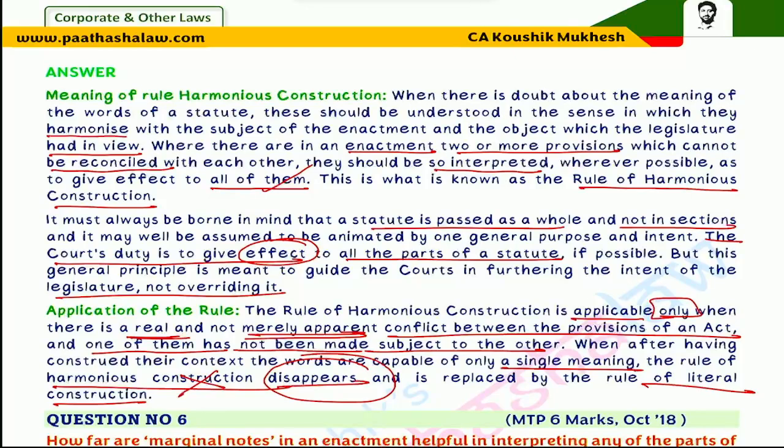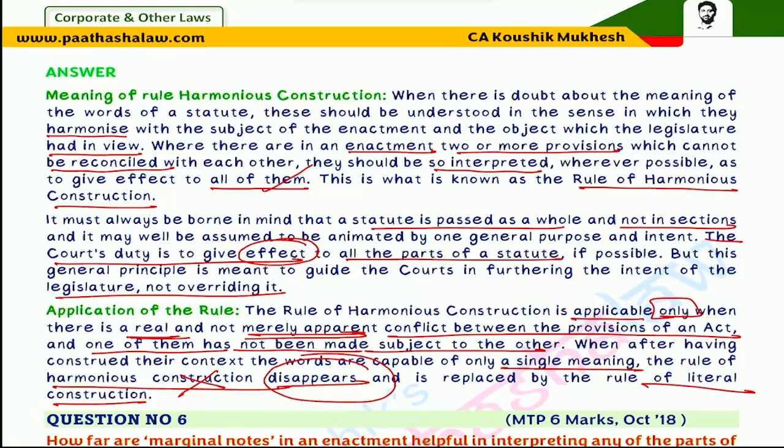Okay, next one. Point number 3 or 4 or whatever the case may be, write down. Application of the rule. Underline. Below write down A. There must be two provisions. In the brackets write down minimum. There must be two provisions.